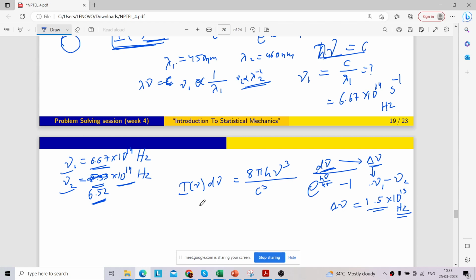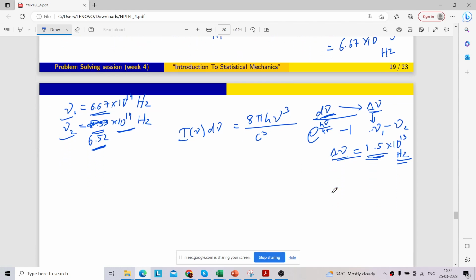1 and 5. We are also getting this, right? Now you just have to take the differences with this. So we have d nu as 1.5 times 10 to the power 13 hertz. Then in the denominator I have to calculate this e to the power h nu over kT.